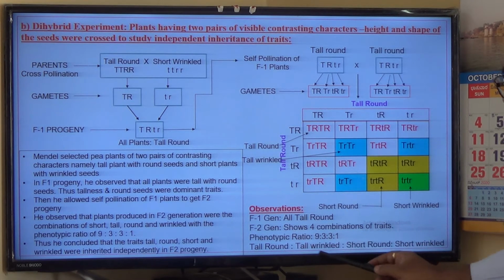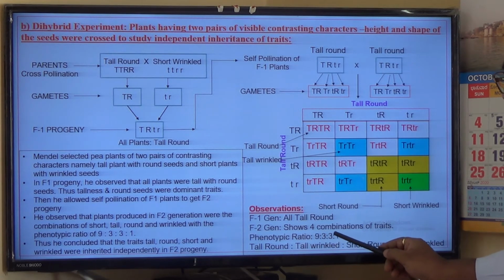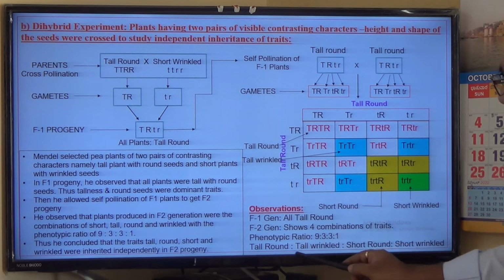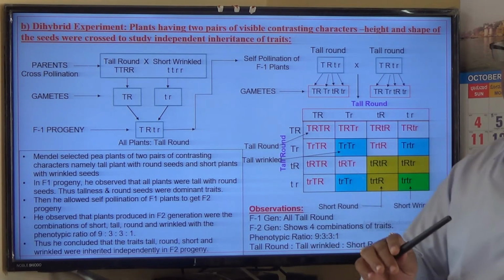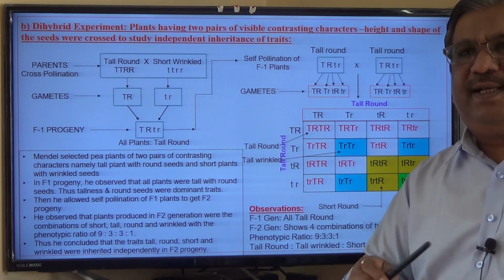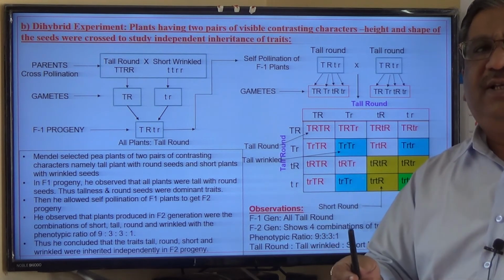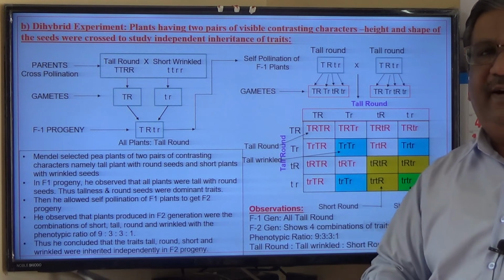And therefore the phenotypic ratio is 9:3:3:1. 9 is tall round seeds and 3 plants are tall wrinkled. Next 3 plants are short round and 1 plant is short wrinkled. So definitely we can see in this case that the tallness and shortness, roundness and wrinkledness, all these got independently inherited.